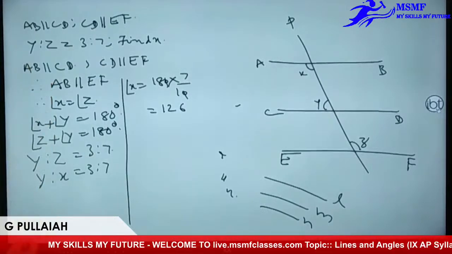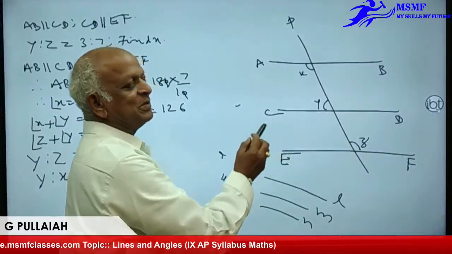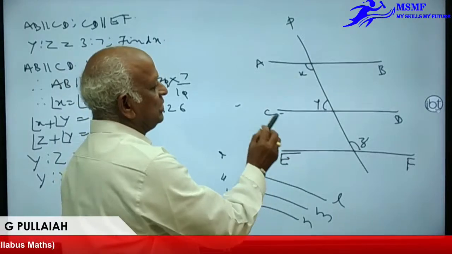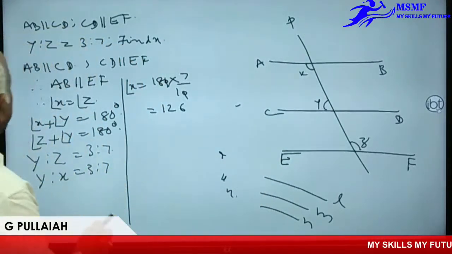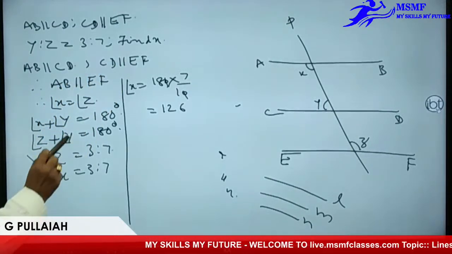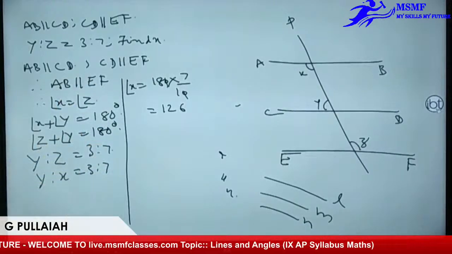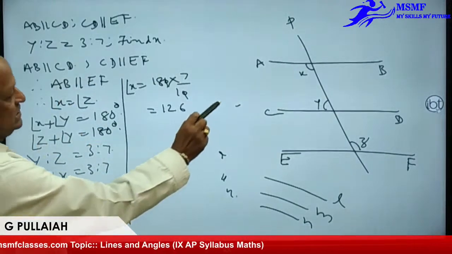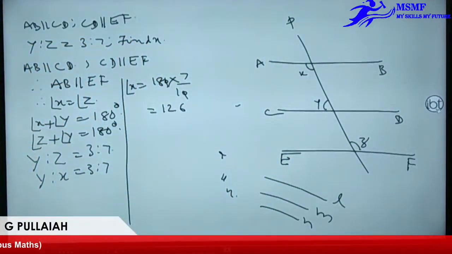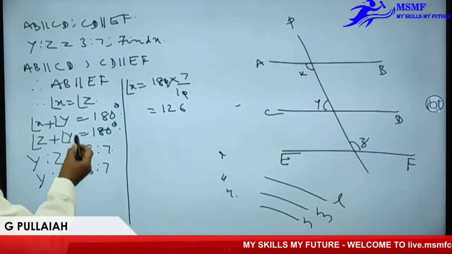So think very carefully. First of all, if AB is parallel to CD and CD is parallel to EF, we come to the point that AB is also parallel to EF. If AB is parallel to EF, then angle X and Z are what kind of angles? Alternate angles. Therefore, angle X is equal to angle Z.